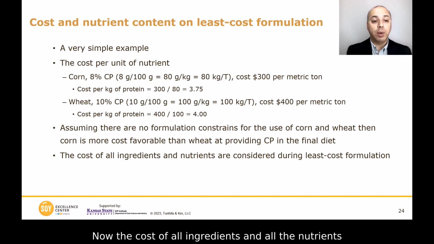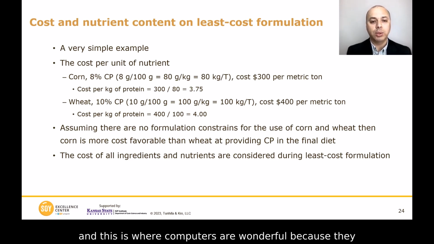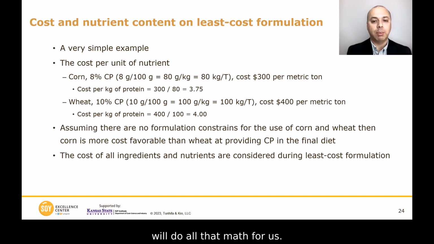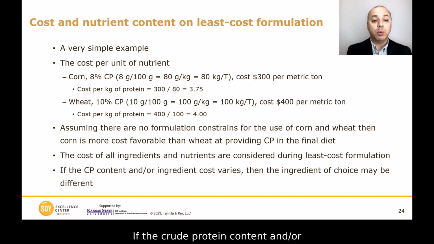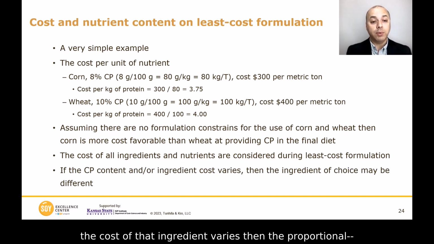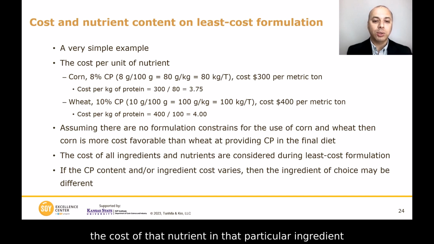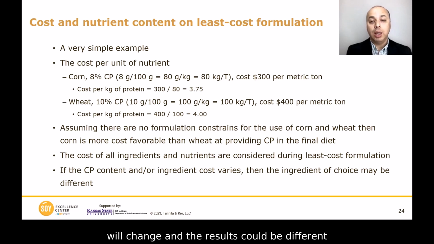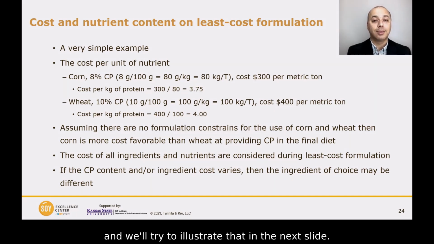Now, the cost of all ingredients and all the nutrients will be considered during the least cost formulation. So there's a lot of math that needs to be done here, and this is where computers are wonderful because they'll do all that math for us. If the crude protein content and/or the cost of that ingredient varies, then the cost of that nutrient in that particular ingredient will change, the results could be different, and then the selection of ingredients could be different, and we'll try to illustrate that in the next slide.